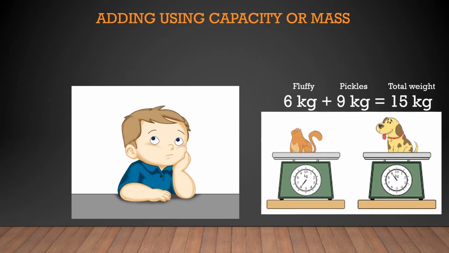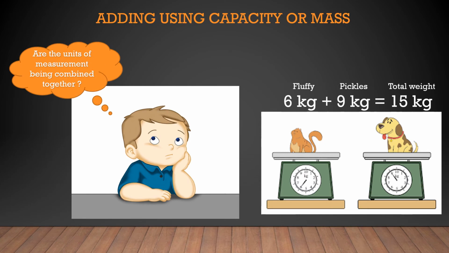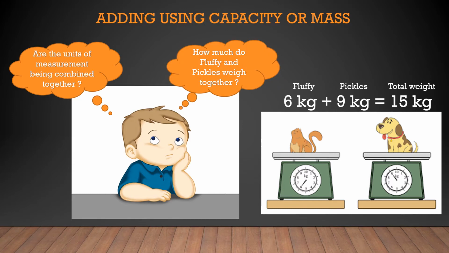When we're adding using capacity or mass, we usually ask ourselves, are the units of measurement being combined together? So in this case, we have Fluffy. We want to know how much do Fluffy and Pickles weigh together. So if Fluffy is 6 kilograms and Pickles, our pet dog, is 9 kilograms, we have a total weight of 15 kilograms. That's an example of adding the mass of the 2 pets together.